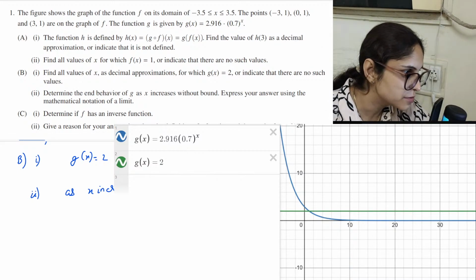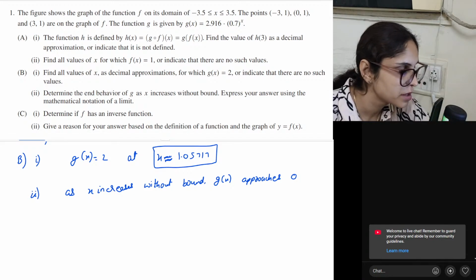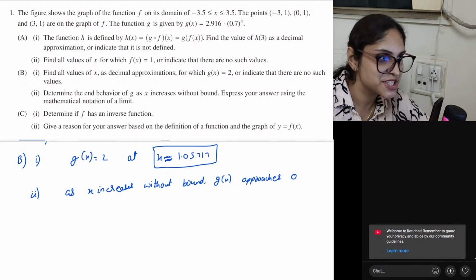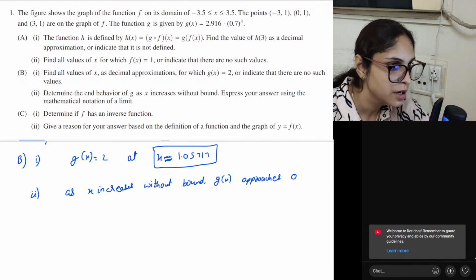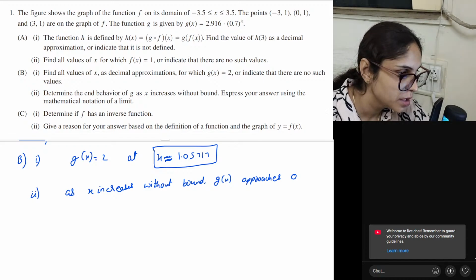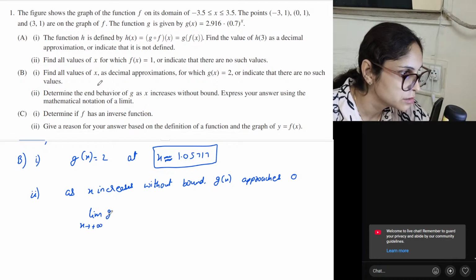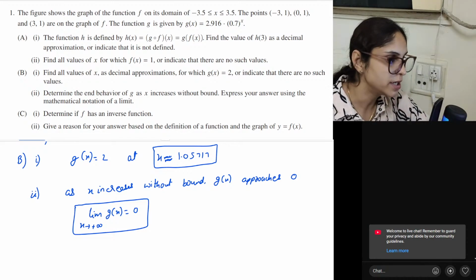And I will hide the graph so that you can see the entire thing that I'm writing over here. x is increasing. Increasing means it is just increasing, going to the right side. And without bound means it's positive infinity. And if I want to write it, it will be limit x tends to positive infinity, g of x is going to 0. This is your answer.